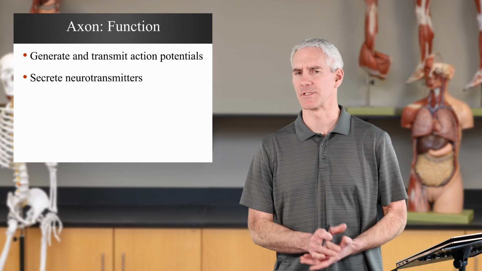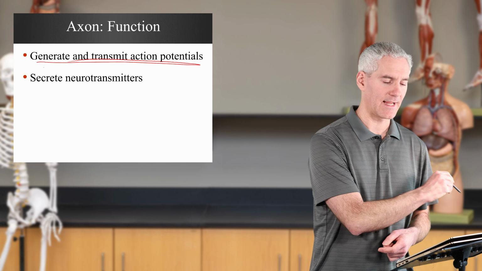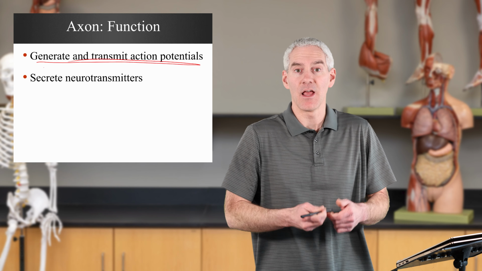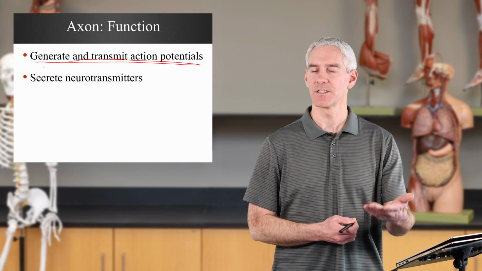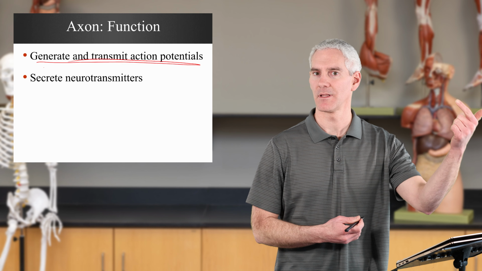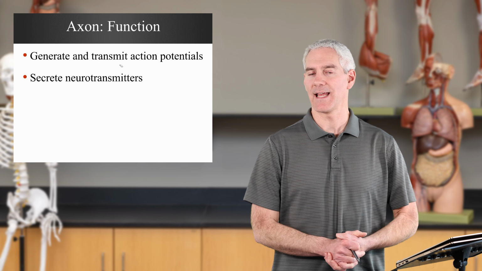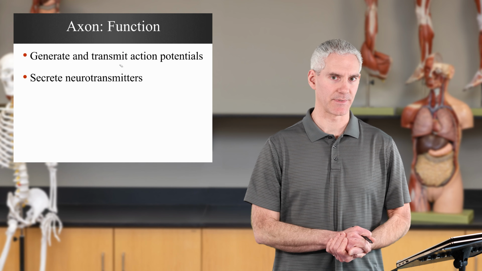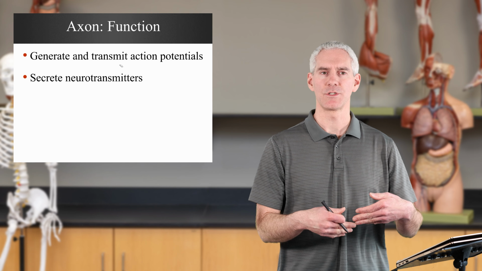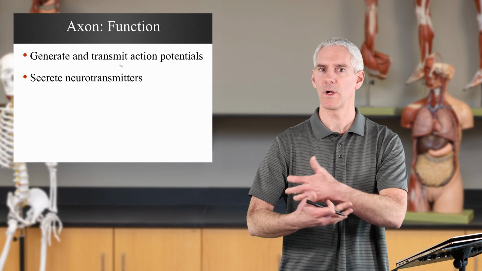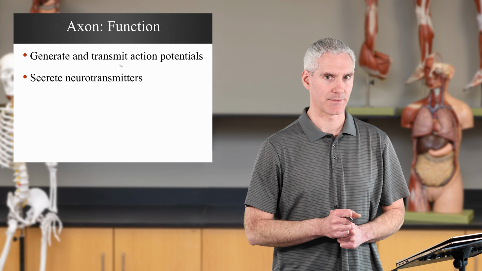So what are the functions? What do axons do? Well, we already said they are going to generate and transmit action potentials. That's the main purpose. They allow the action potential, the signal, to go from the axon hillock down to the end of the axon. Once you reach the end of the axon, you secrete the neurotransmitter. That neurotransmitter is to go to another neuron, go to a gland, go to an organ, whatever. But it's meant to create a signal in that next step.